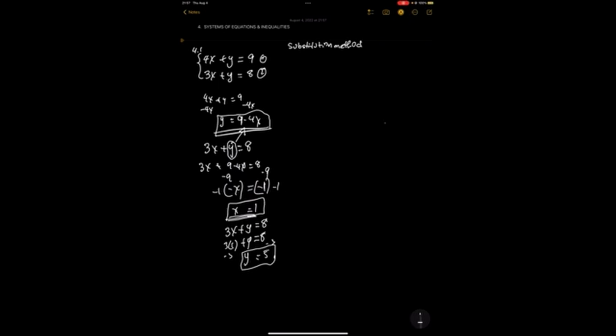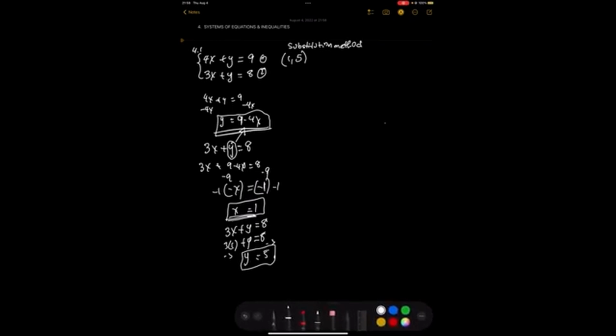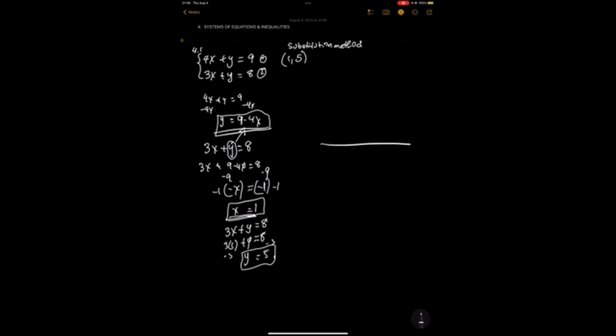That means at the point (1, 5), the two equations are going to cross. It tells you that at the point (1, 5), the two equations are going to cross. And let's actually prove this. So let's say we have this graph right here. Oh man, that's bad. I'm going to redo that one.